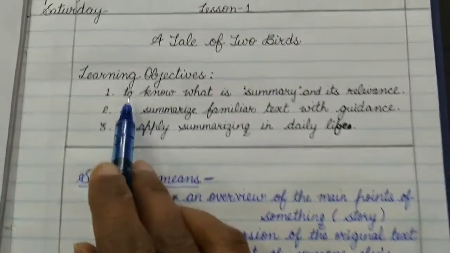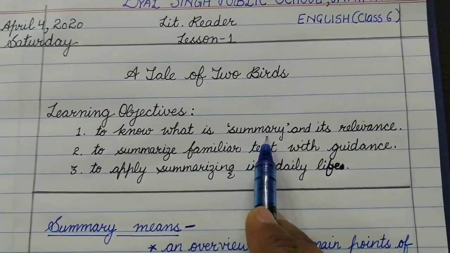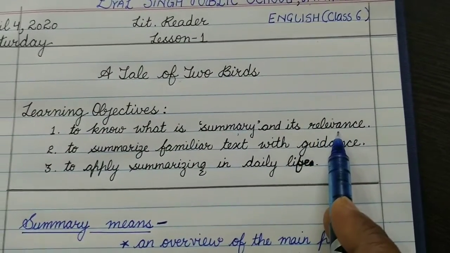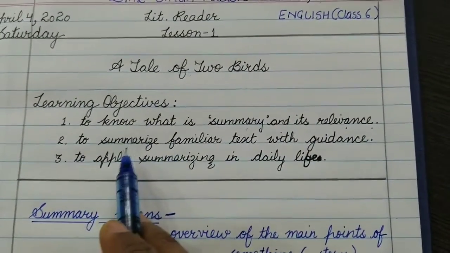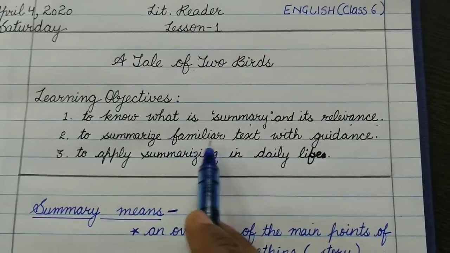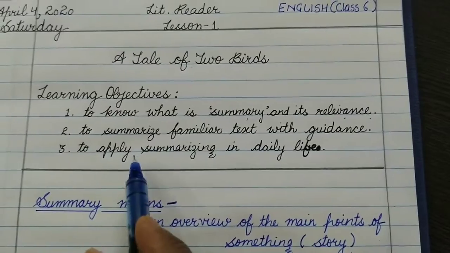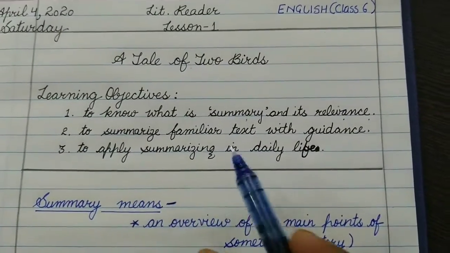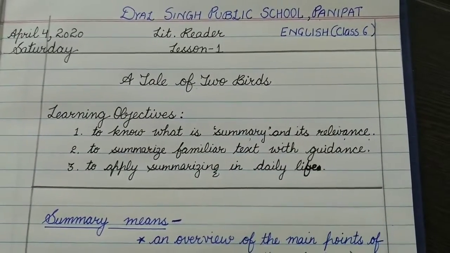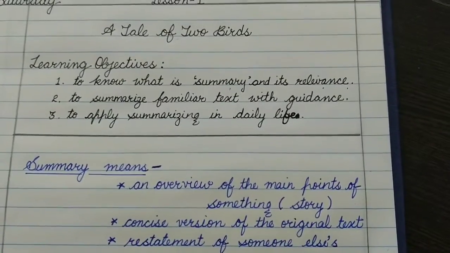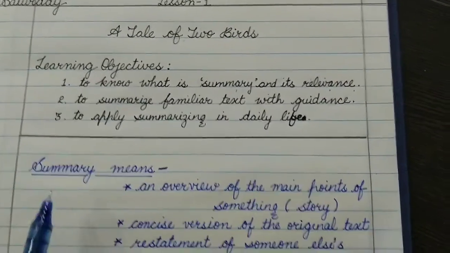So the first learning objective is to know what exactly the meaning of summary is and what its relevance is. Relevance means importance and significance. Then, how we could summarize the familiar text. Of course, I'm going to provide you guidance in that. And of course, once we learn some skill, we should be able enough to apply it in our daily lives. So after you learn it, you'll be able to summarize the facts in any situation, in a very nice way. So let's come to the first point.